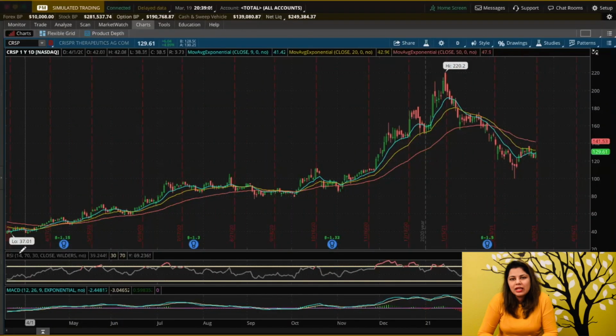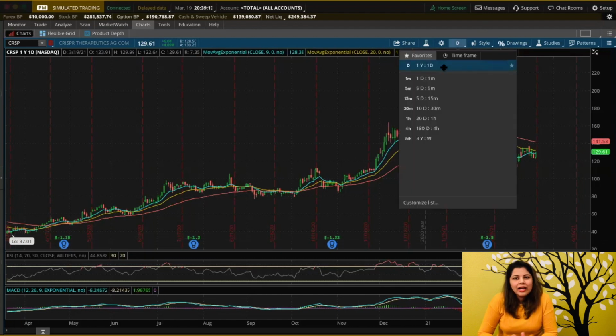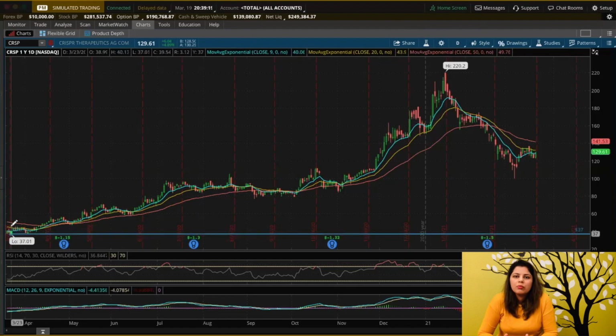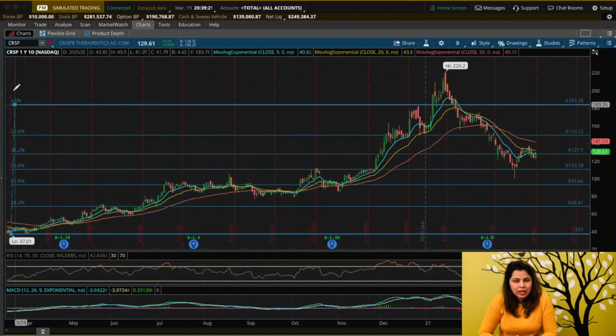Everyone. So before we get into today's video, I want to show you something. Let me draw some lines and perhaps show you some magic. No, it's not a magic show, rather something magical. So here we go. What I have in front of me is the 1 year, 1 day chart of the stock CRISP. I am going to take the latest bull run bottom, put my starting point of the graph there, and I'm going to put my end point to the latest high.